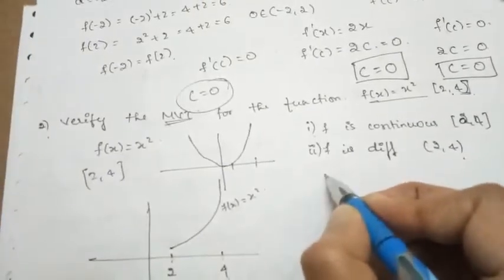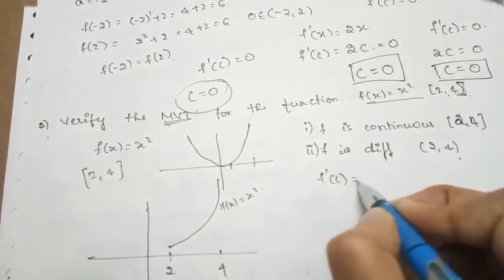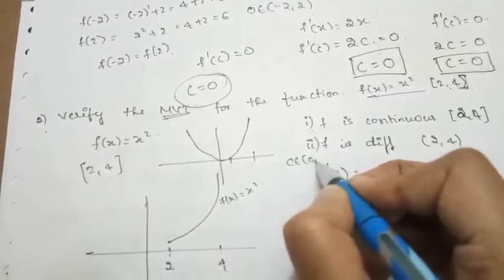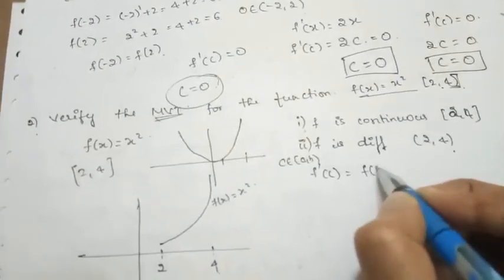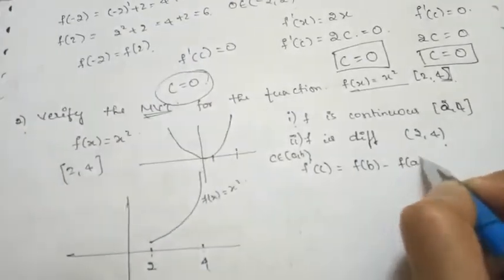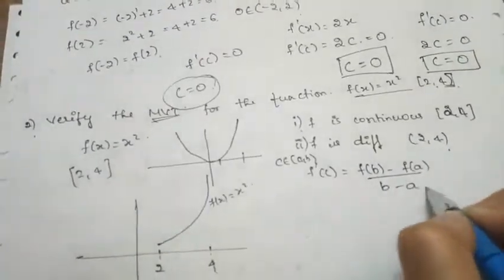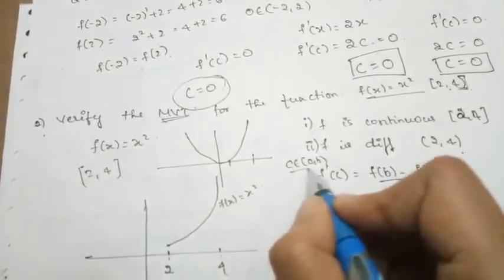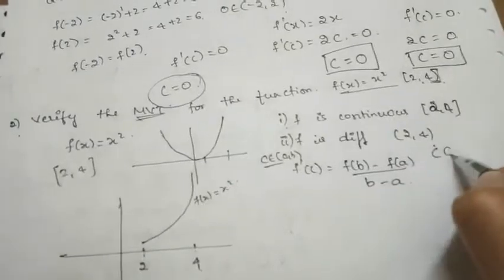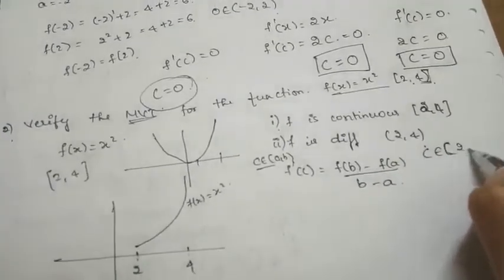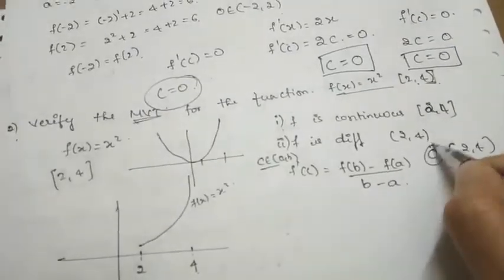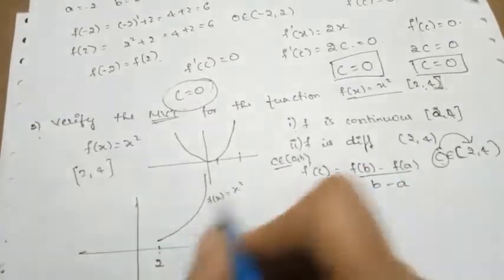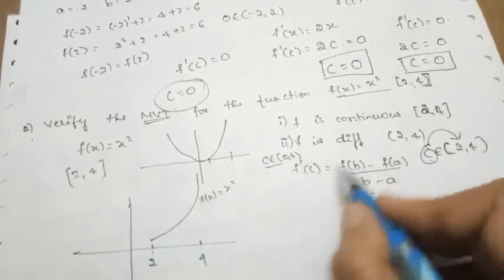They are saying that f dash of c is equal to f of b minus f of a divided by b minus a, for some c belonging to a, b. If this is satisfied, we can find that c belonging to 2, 4, such that at this point we can draw the tangent, and that tangent is like this.